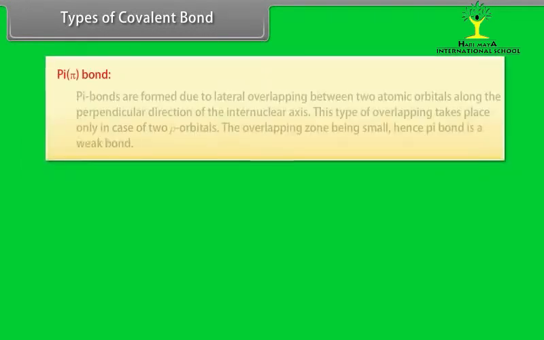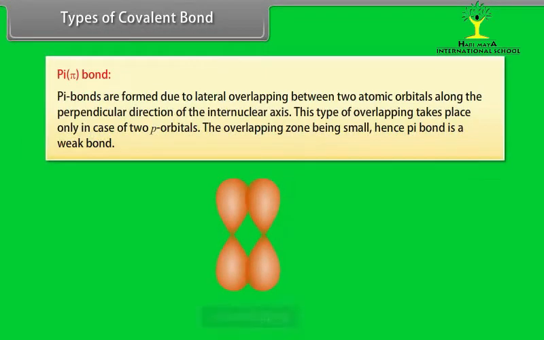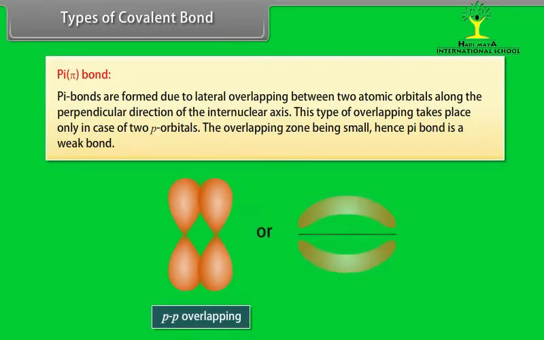Pi bond. Pi bonds are formed due to lateral overlapping between two atomic orbitals along the perpendicular direction of the internuclear axis. This type of overlapping takes place only in case of two p orbitals, the overlapping zone being small. Hence, pi bond is a weak bond.